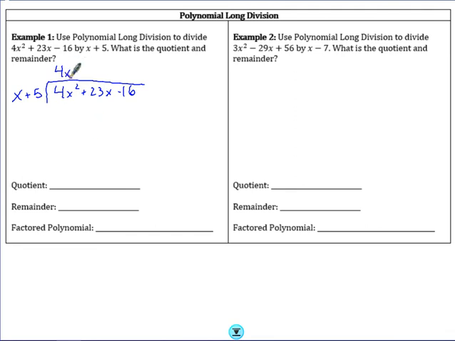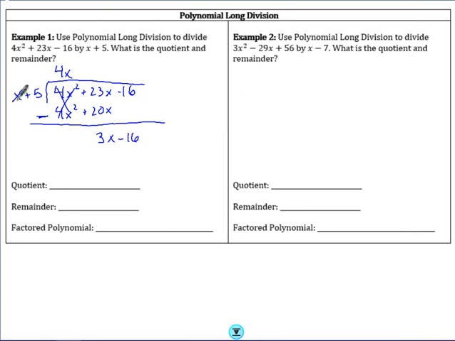Alright, and so then I multiply this 4x by both things here. So 4x times x is 4x squared. 4x times 5 is 20x, and then I am subtracting these things, and that is very important because people forget. So 4x squared minus 4x squared is 0. Those cancel each other out. 23x minus 20x is 3x, and I'm going to bring that negative 16 down.